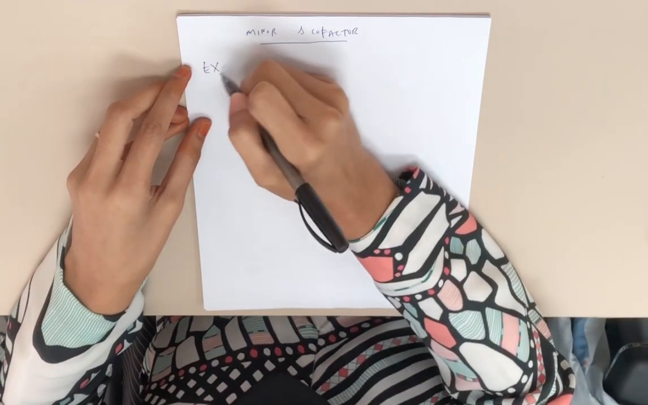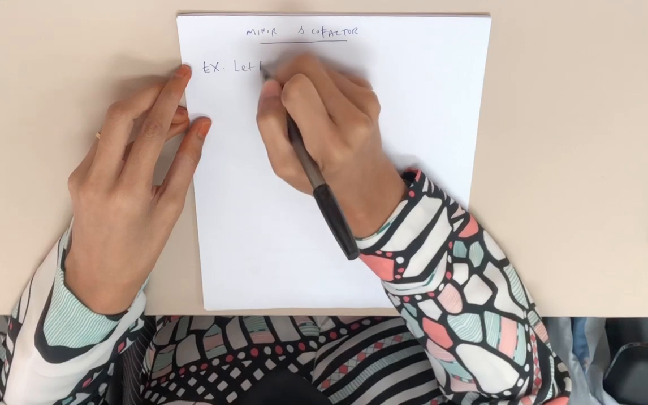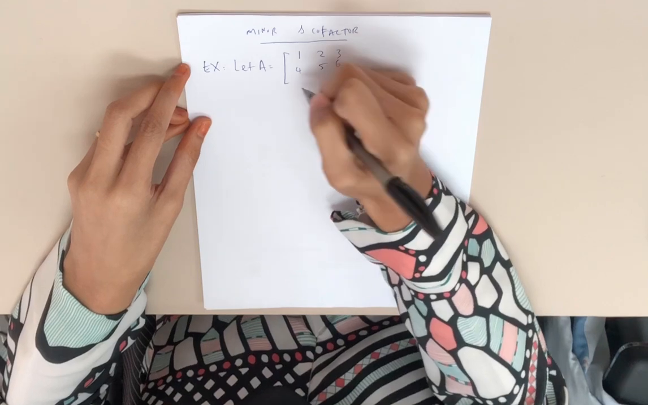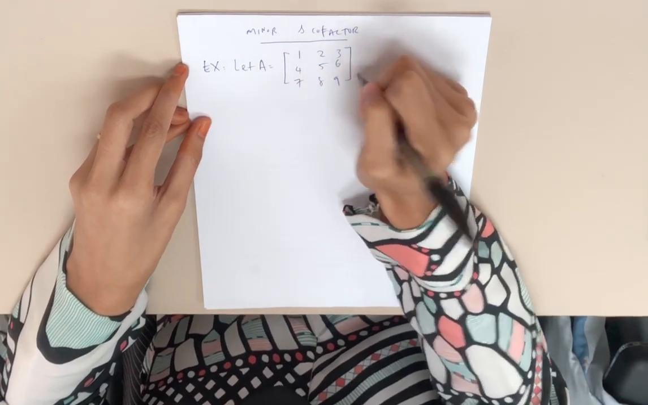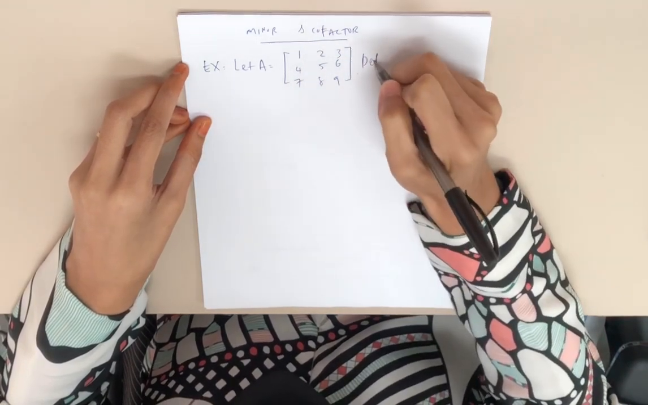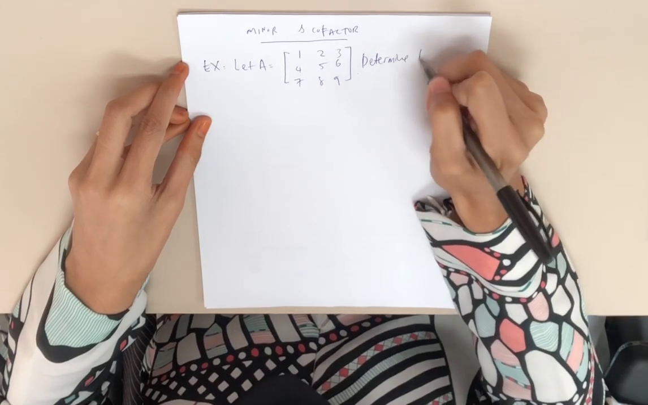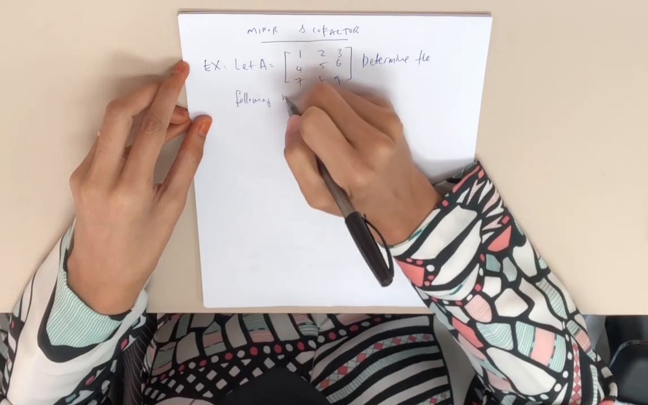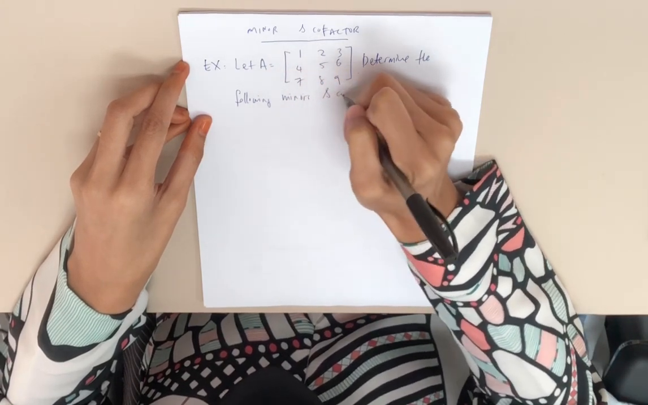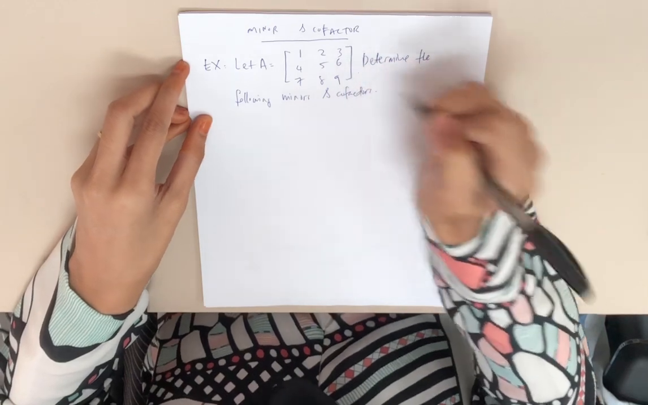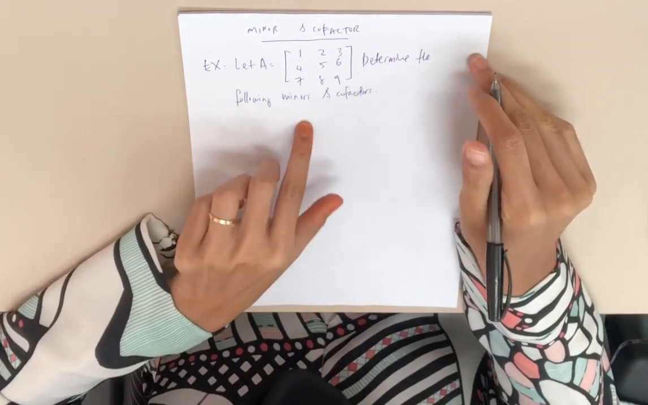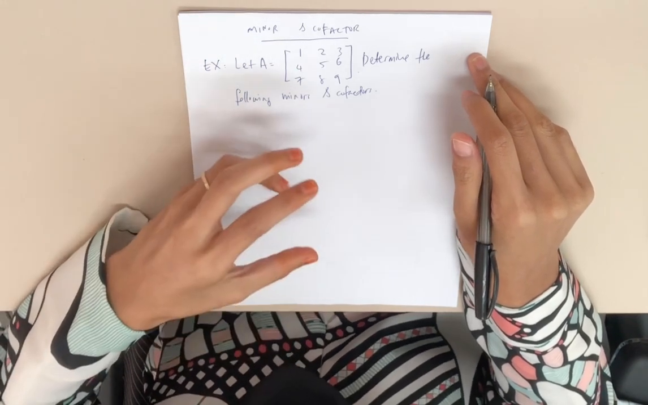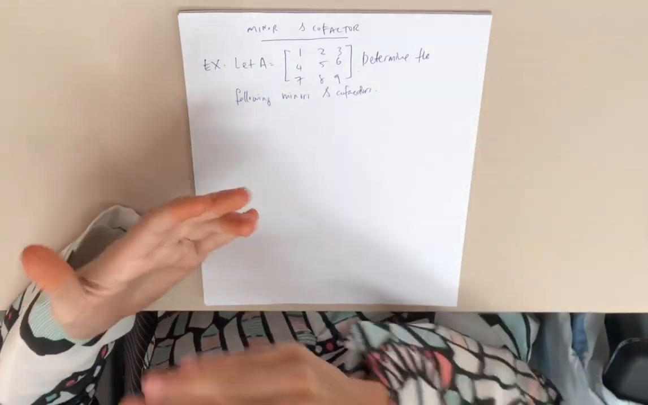Let's say you have an example where A is a matrix 1, 2, 3, 4, 5, 6, 7, 8, 9. The question asks you to determine the following minors and cofactors. The following minors means that the question asks you for a specific minor and cofactor, specifically which M it wants.